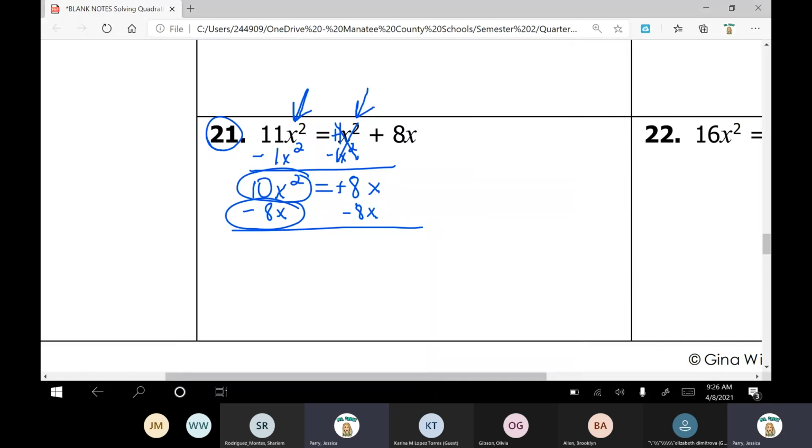Side by side, perfect, because they are not like terms. So putting it in standard form, first is the 10x to the power of 2, then the negative 8x. And these canceled out. There's nothing left, but I need to put a number there. What number can I put under the positive 8x, negative 8x? Or what can I put on the other side of that equal sign since there's nothing left?